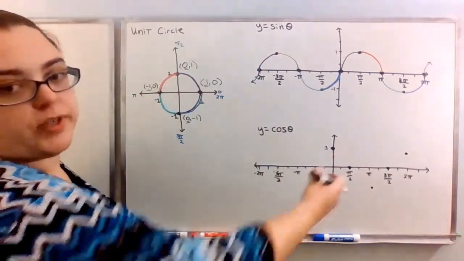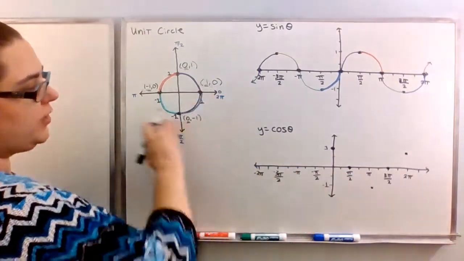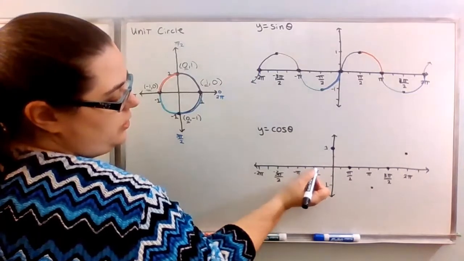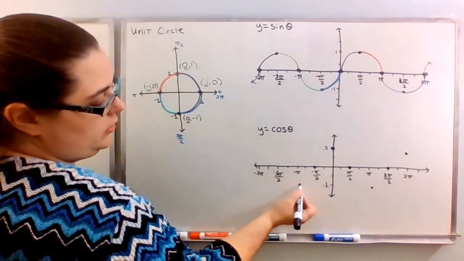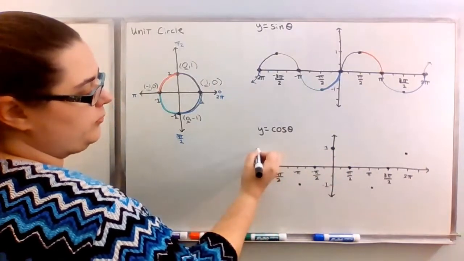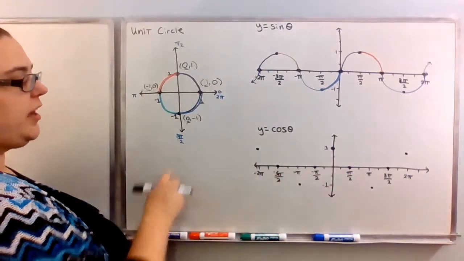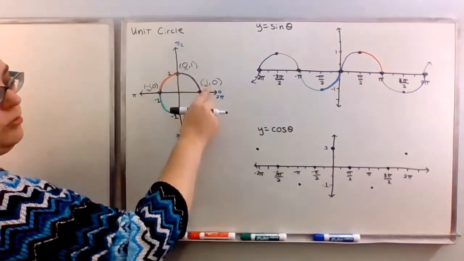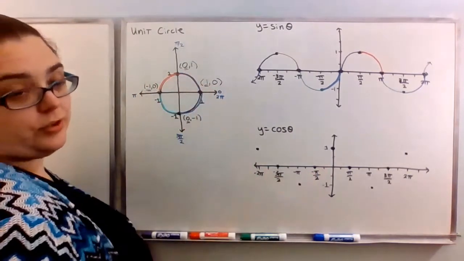And this pattern is going to continue if we go in the clockwise direction as well. So we'll end up going to 0, -1, 0, and 1. So if we want to check that, we have 0, -1, 0, 1. So our pattern's continued.